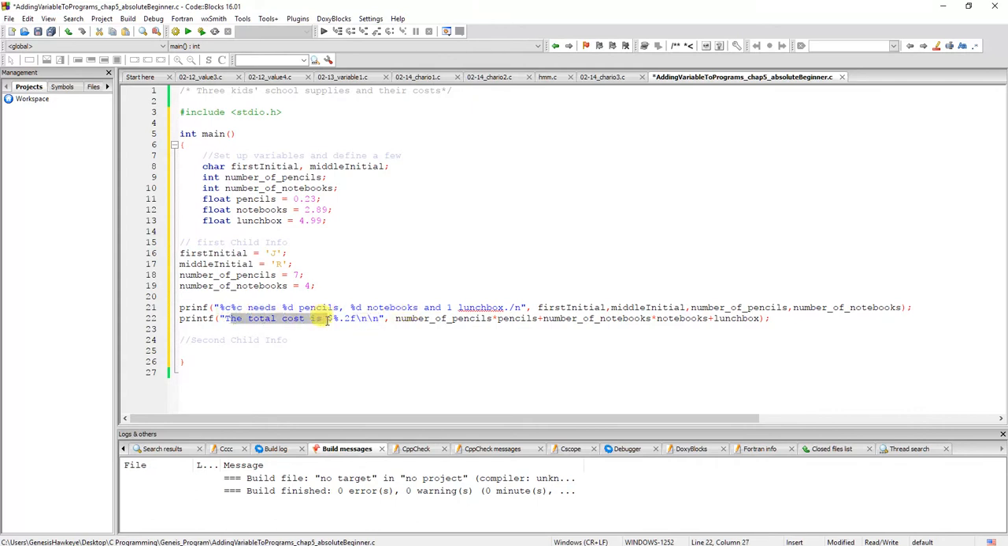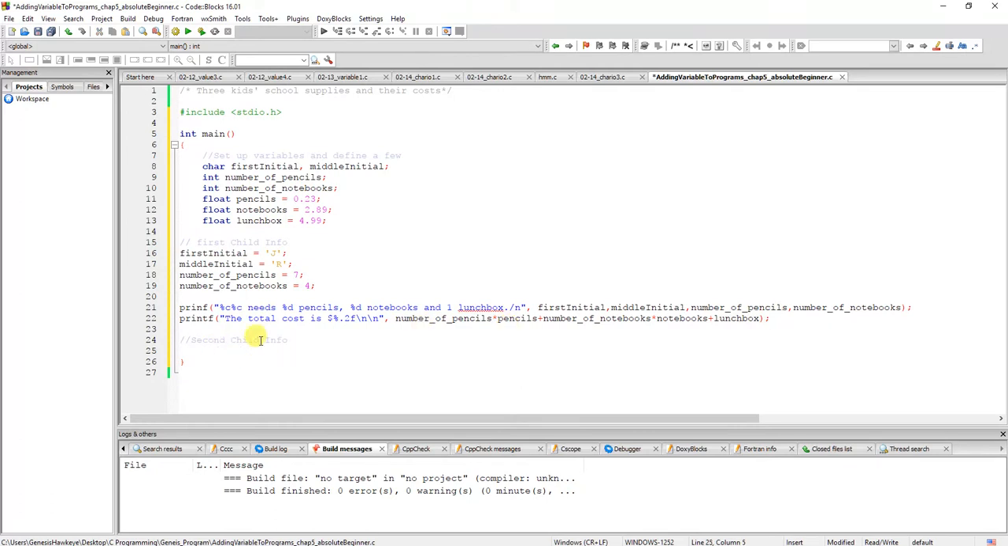So the total cost is some dollar value, and it consists of this calculation here: number of pencils times pencils plus number of notebooks times notebooks, plus lunchbox. All right, in the sentence.